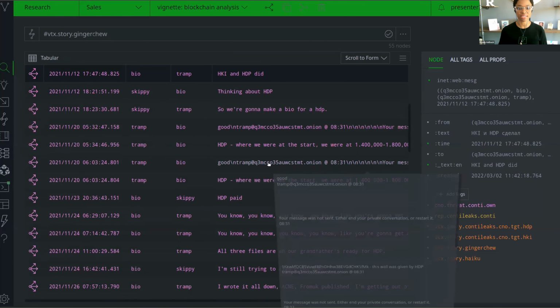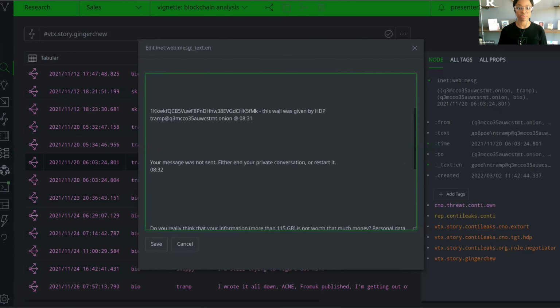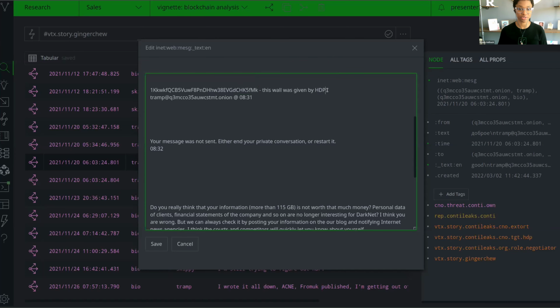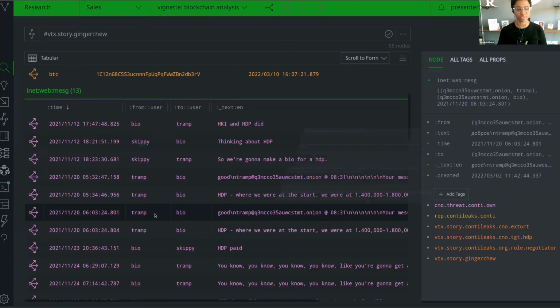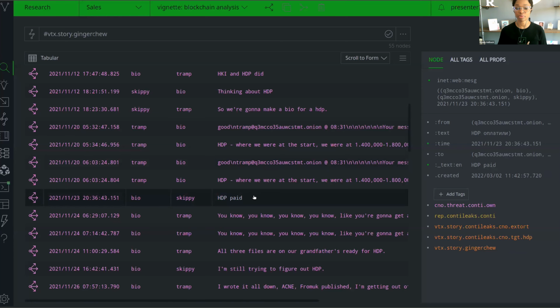but using timeline analysis and taking a look at some of the data, once again, we see that this is yet another victim account. They specifically have the account listed here. They list the victim organization, and they also talk about what they have on the victim. They talk about the amount of data that they have and also the type of data that they have. So personal data from clients and financial statements for the company. So using all of this, we see what they're talking about regarding the victim. We even see them say, once again, hey, HDP paid.